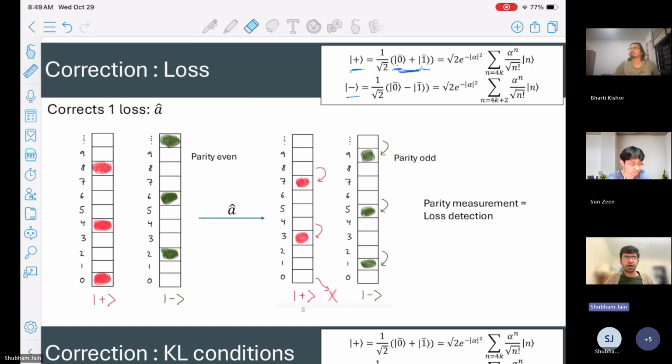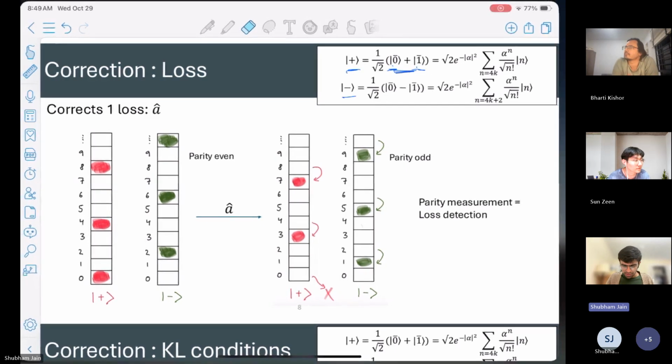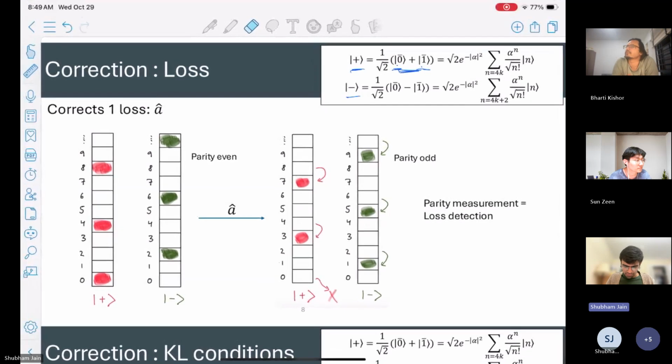The difference from the binomial codes is that for this particular code, the superposition is infinite. So you don't truncate anywhere here. This superposition goes on till infinity. So you have all the Fock numbers included in this, which satisfy this condition of being 0 mod 4 or 2 mod 4. And the correction works in exactly the same way as the binomial code.